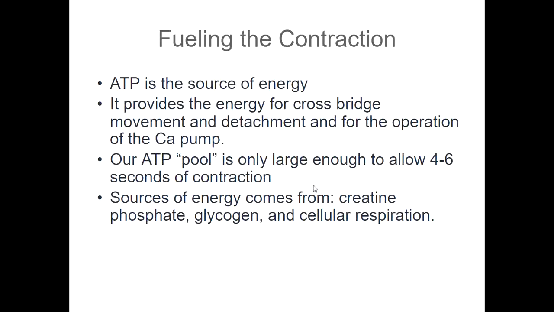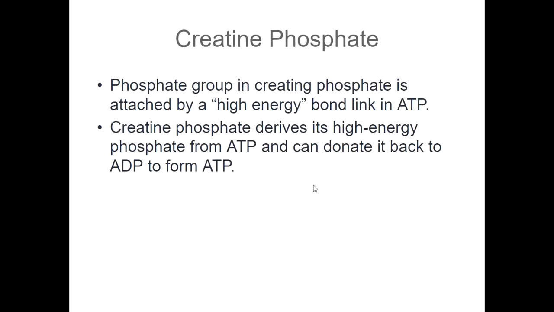We get it from creatine phosphate, we get it from glycogen, and we get it from cellular respiration. So creatine phosphate is basically an amino acid combination that gets its phosphate from ATP, and then after the phosphate's broken off, it's given back to ADP to create ATP once again. So it's a high energy phosphate. Phosphates are usually very, very high in energy. However, it is not the sole source of ATP, and it's not even the best source of ATP.